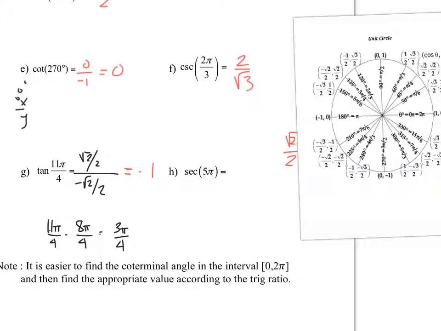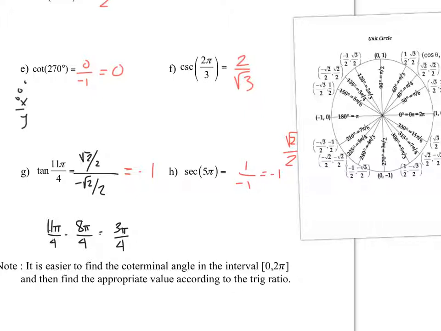Secant of 5 pi, so again, you're talking about a coterminal angle. So notice that 1 pi is this, and then 2 pi, 3 pi, 4 pi, 5 pi. So we're talking about this value right here. And the value of cos, because this is the reciprocal of cos, is negative 1. So all we have to do is say, okay, well this is 1 divided by negative 1, which is also negative 1. So they share the same value at that point.